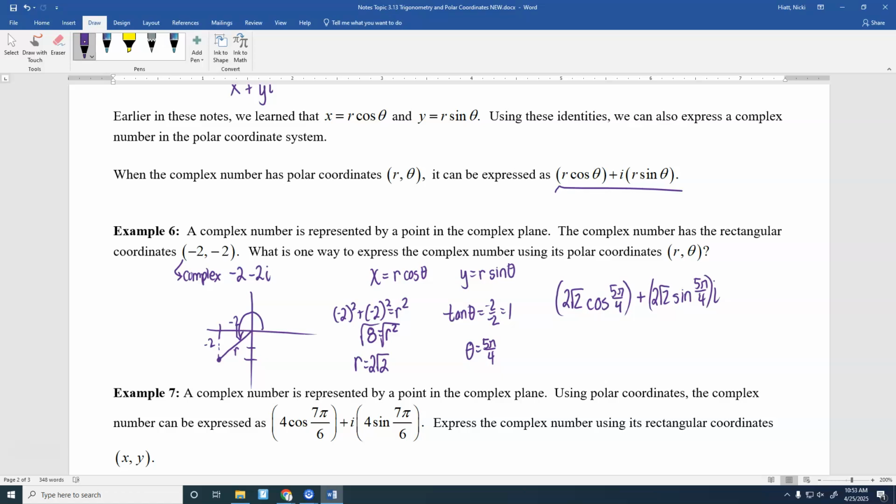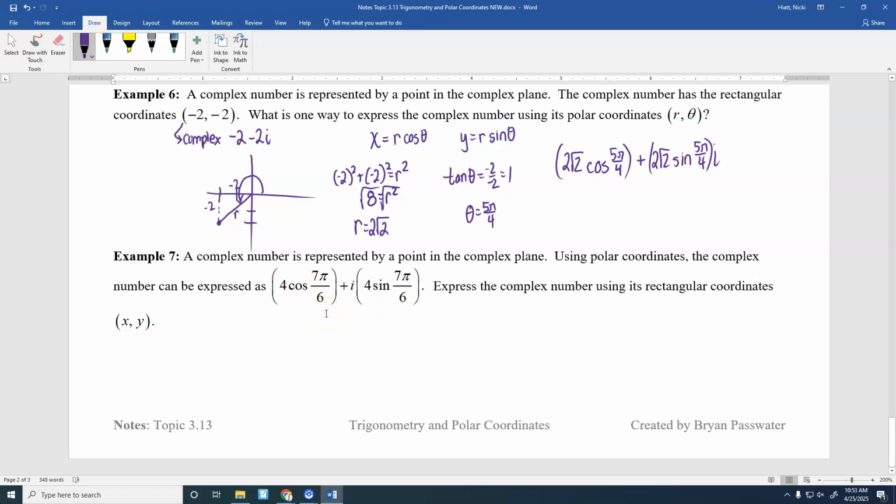It's just your r cosine theta, that is your x, and r sine theta is your y. And so the y is the one that has the i with it, because that's your vertical axis. Your vertical axis is your imaginary axis here.